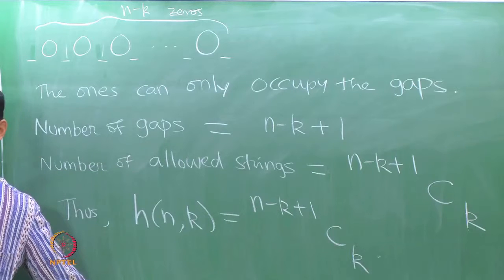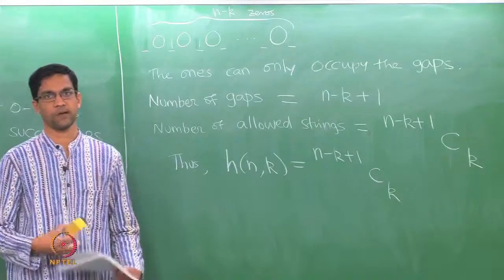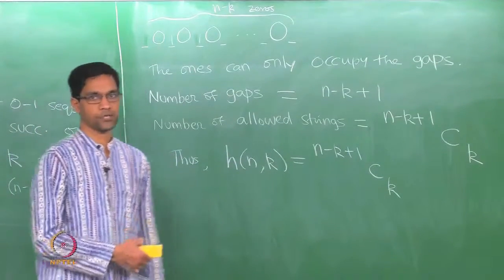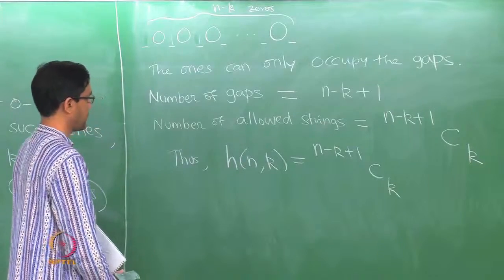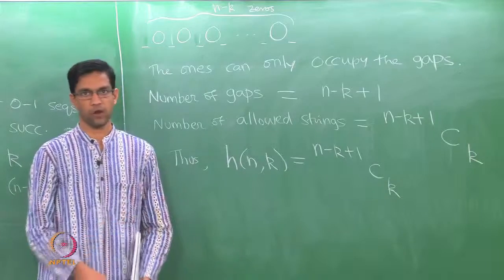Okay. So what you have is the number h of n comma k is exactly given by n minus k plus 1 choose k, right. These are the number of ways of picking k gaps out of the total number of gaps. And so what does this give us? Well, firstly that this problem is easier to solve.